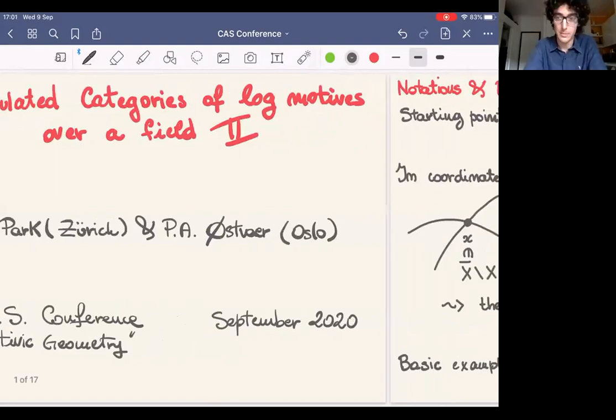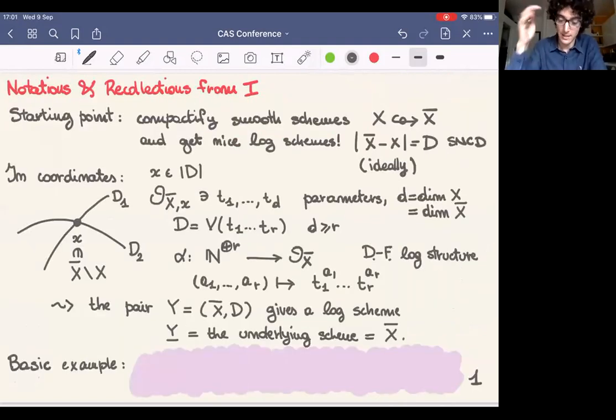Okay, so let me start with some recollection from yesterday. What was our starting point? The starting point, for various reasons, was to compactify smooth schemes. And if you do it in a nice way, then you get nice log schemes.